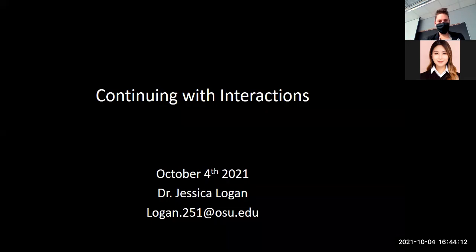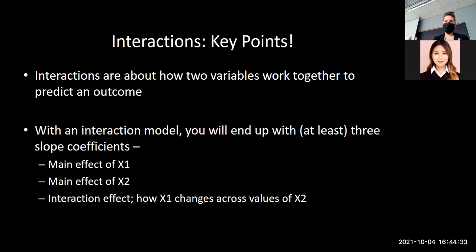Continuing with interactions. So last time we just started to talk about the idea of having two predictors, but where we want to have the relation between one predictor and the outcome vary across levels of the other predictor. So a couple of key points to remind you about before we continue down that path.